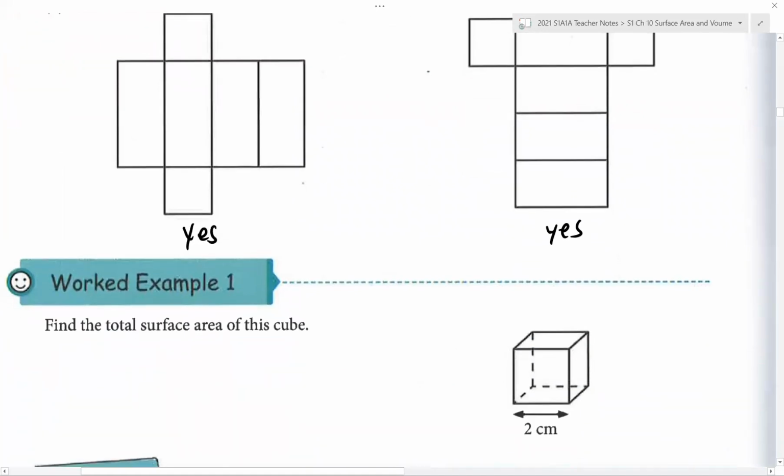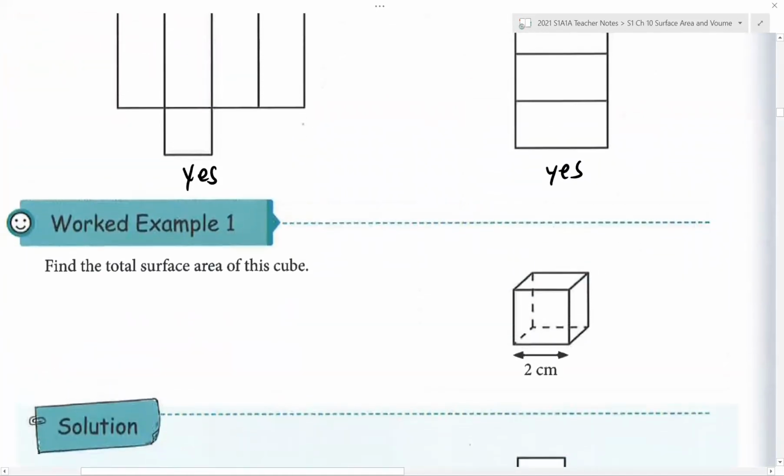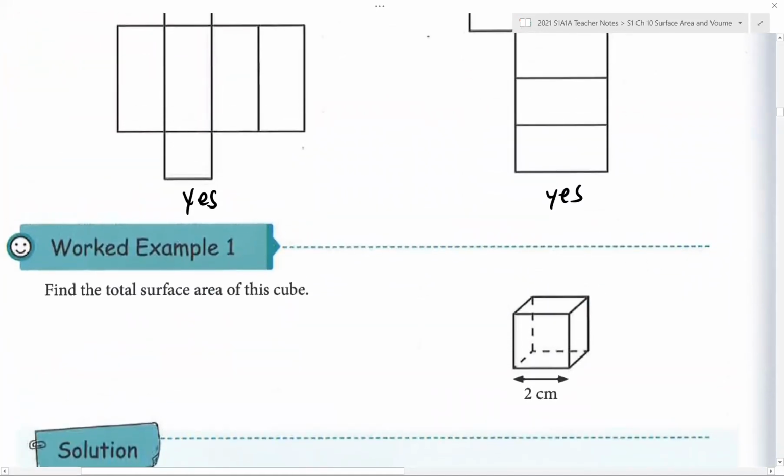Okay, let's start with the first worked example. Find the total surface area of this cube. So again, our total surface area will be the parts that you can touch, and there are 6 squares over here. So what is the total area for all the squares? Length times breadth times height. Not times height, we have 6 squares. No, 2 times 2 times 2 does not give you the area.